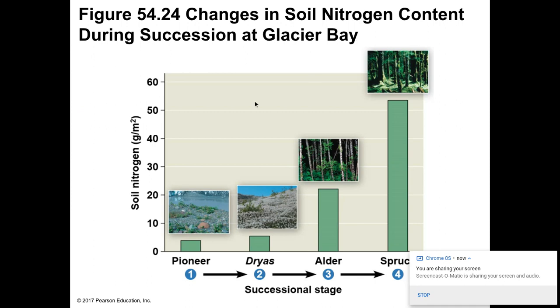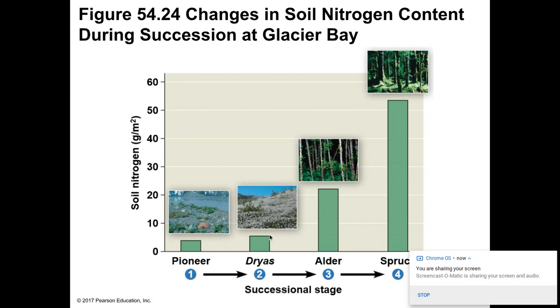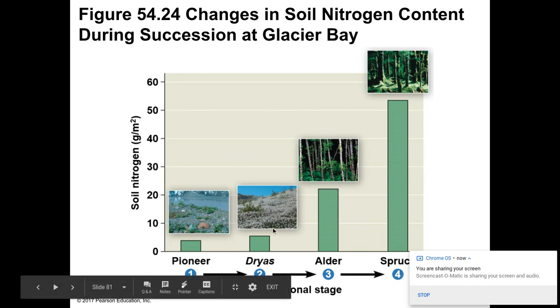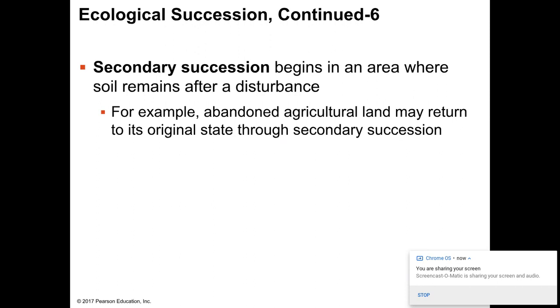Throughout the different stages of succession, we start with a little nitrogen. As these organisms live and die and photosynthesize, they put a little bit into the soil. Then the dryas put a little bit more. Then the alders get that symbiotic relationship, and we see a ton of available nitrogen that's going to power those spruce trees.